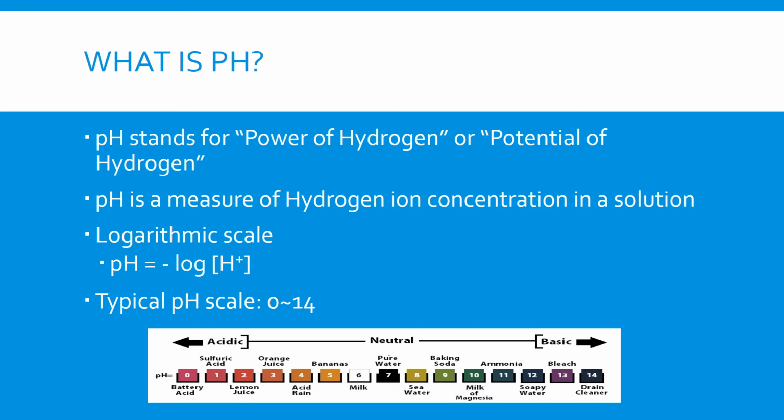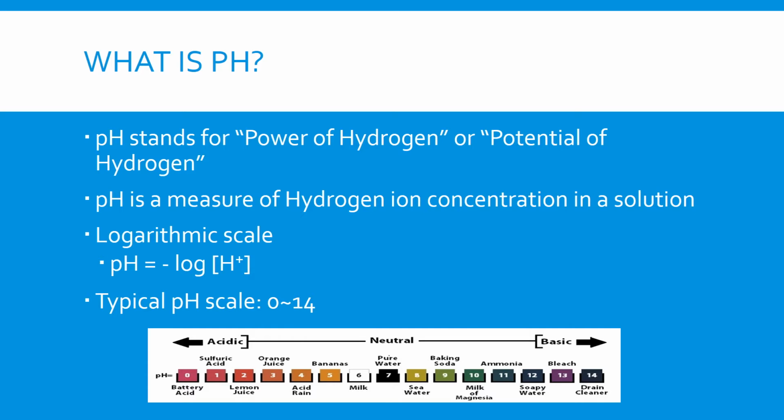Okay, before we get into pH levels of water and how it affects our body, let's talk about what pH is. pH stands for power of hydrogen, or potential of hydrogen. It's a measure of hydrogen ion concentration in a solution. So pH tells us how many free hydrogen ions are in the solution. And pH runs on a logarithmic scale. So pH equals negative log of hydrogen ion concentration.